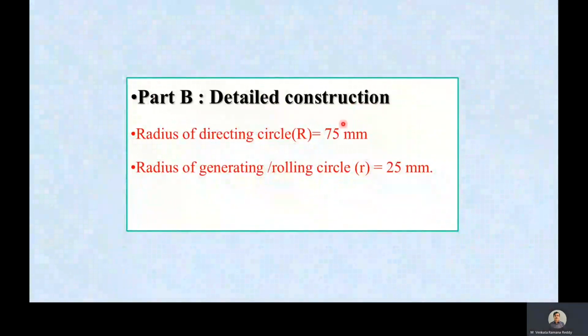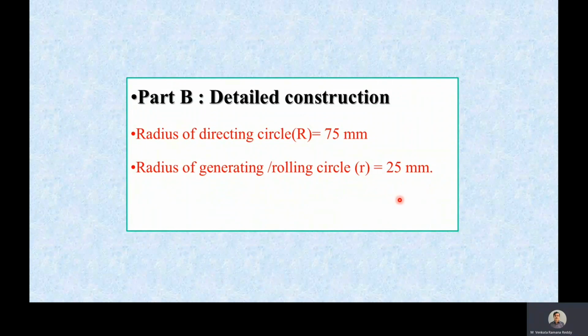Now we'll enter into the detailed construction of the epicycloid problem. Part B, detailed construction. Here, radius of the directing circle is 75 mm and radius of the generating or rolling circle is equal to 25 mm. With this, we'll calculate the angle subtended by the directing arc, that is the theta value.